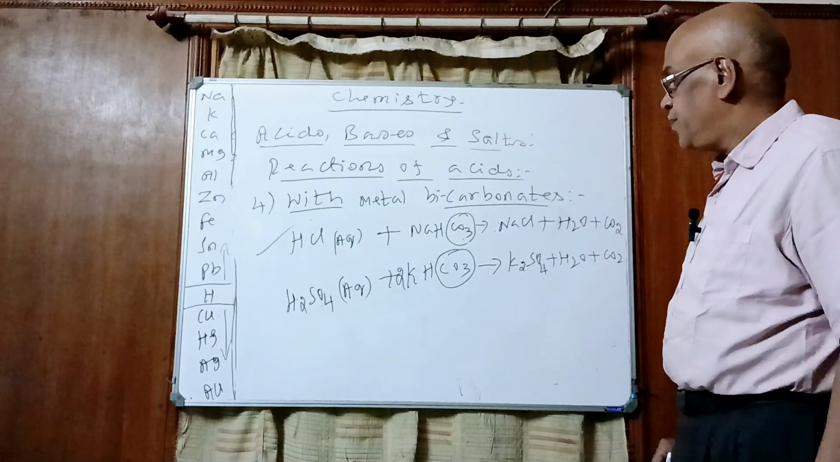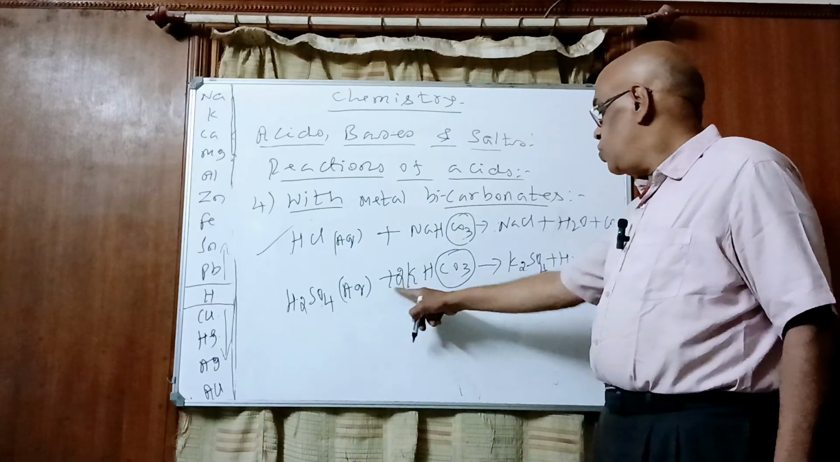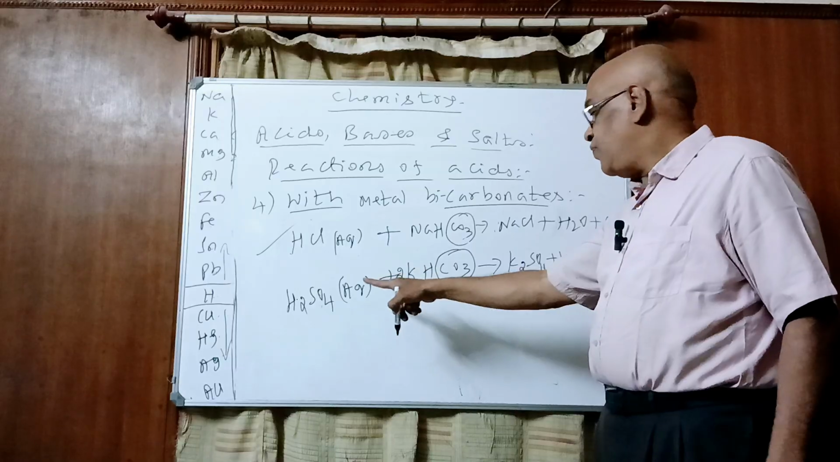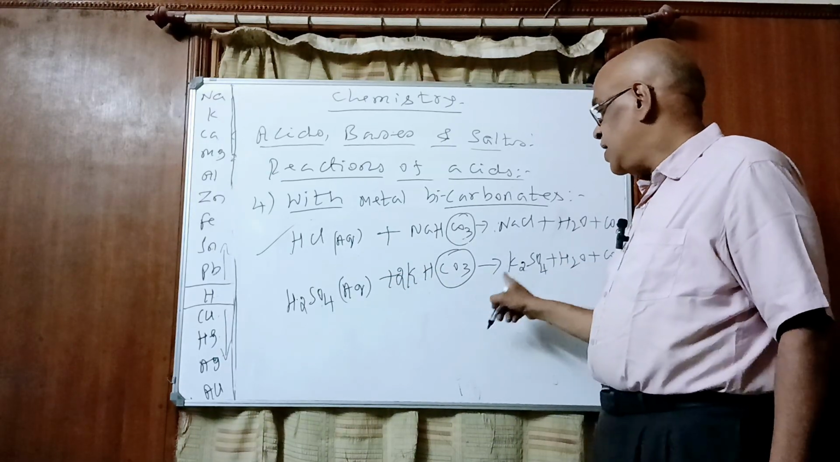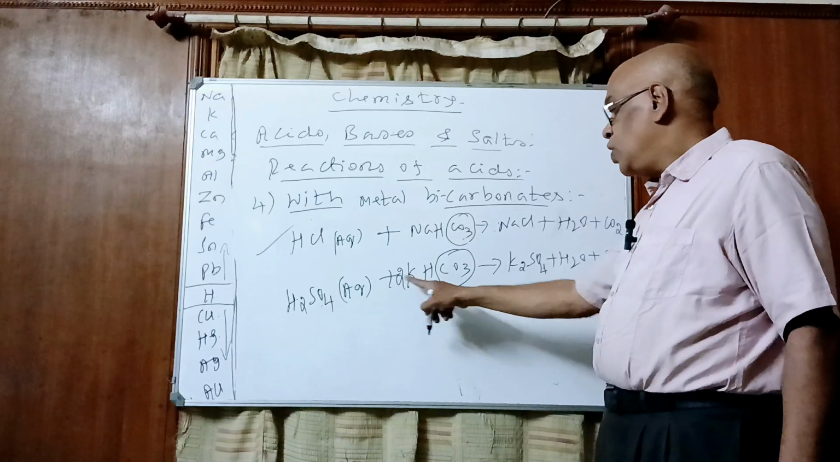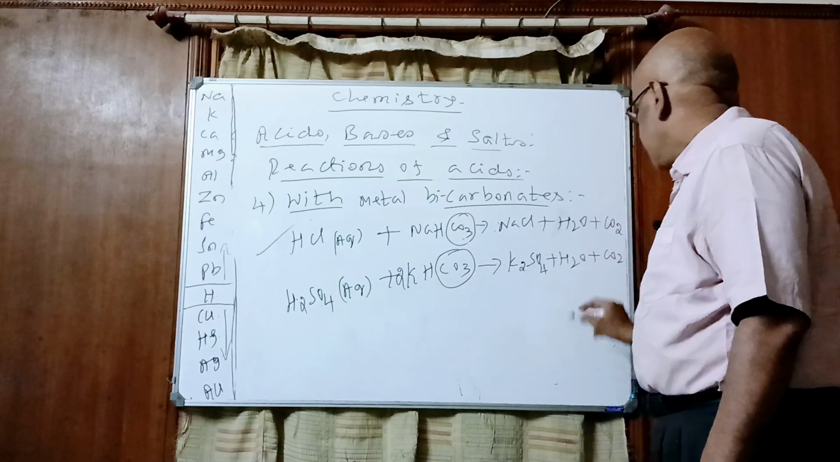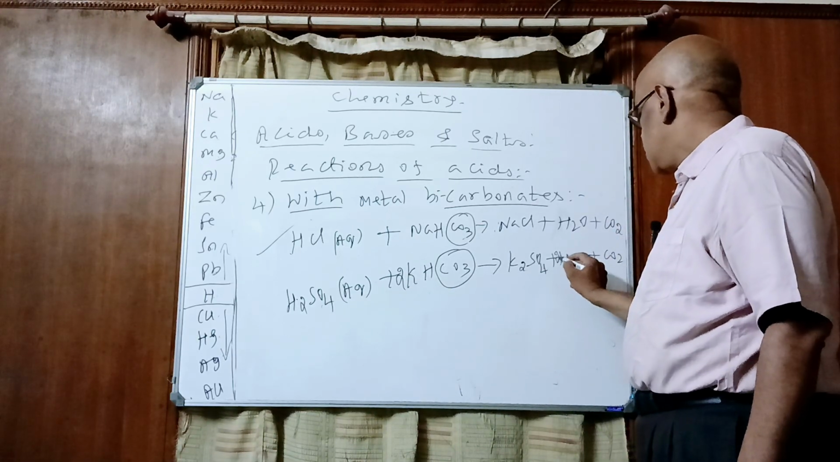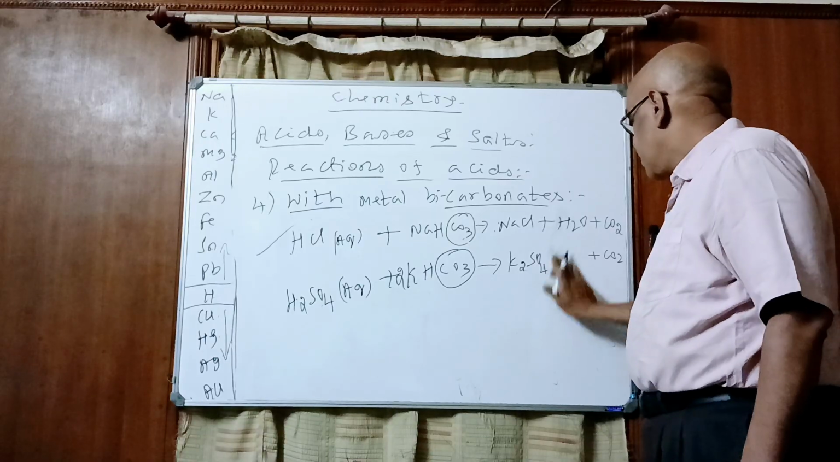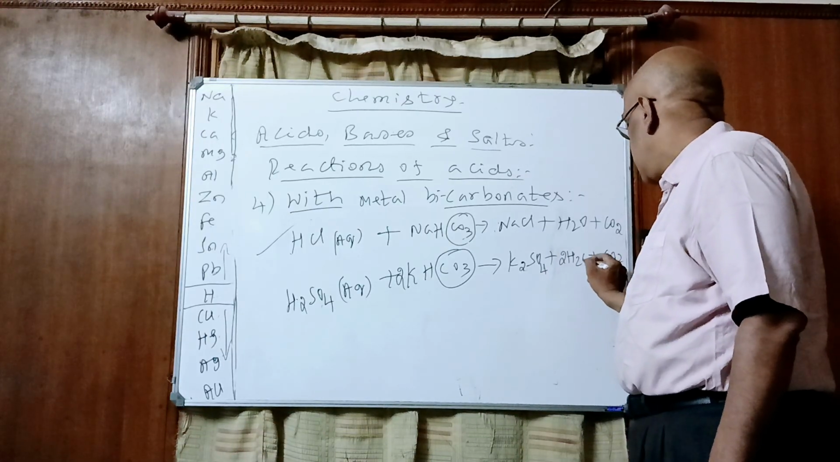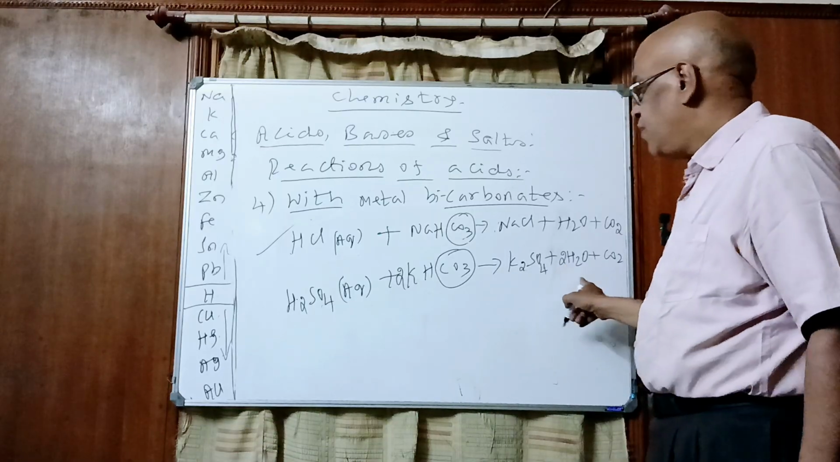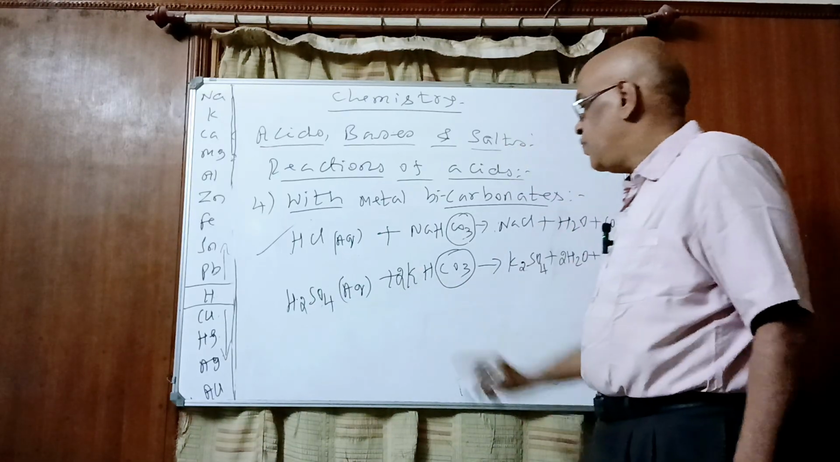What will happen, children? 2K, K2. SO4, SO4, balanced. K2, potassium is balanced. Hydrogen, 2 plus 2, 4. Right here, 2. 2 2s are 4. 2 plus 2, 4.